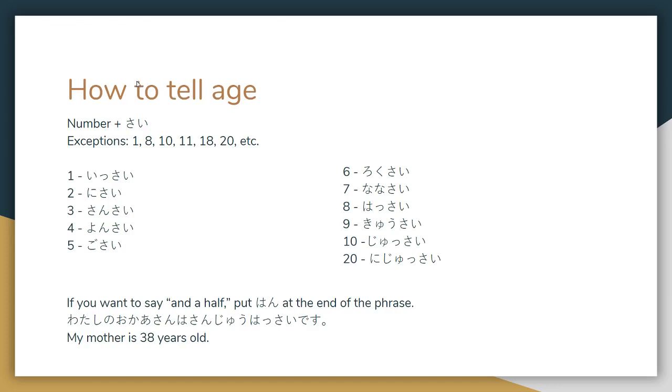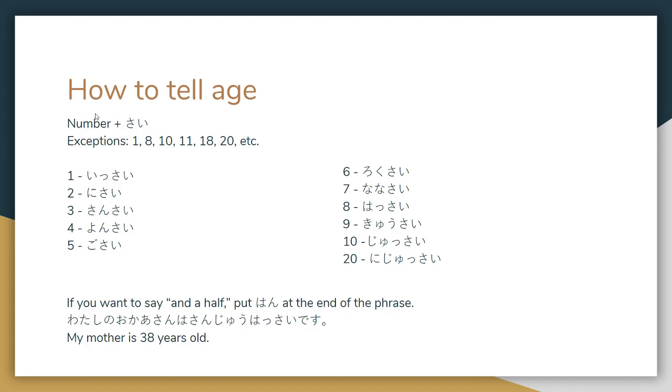I should have added the question for it. But the question is: nansai desu ka? Okay, nansai desu ka? So the desu ka we already learned. That means "is it?" Nan is from nani, which means what. Sai means age, which you should have already known from the basic vocabulary. Nansai desu ka means what age are you? So to tell age, you do number plus sai.